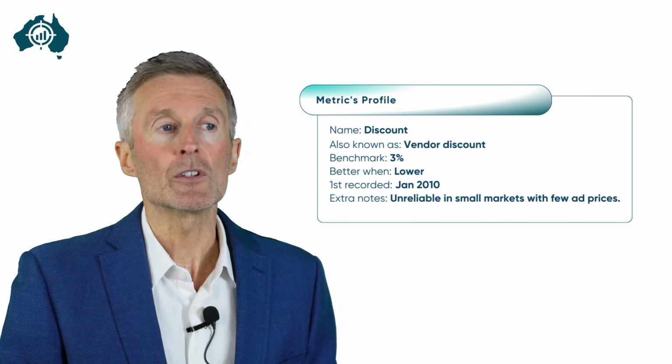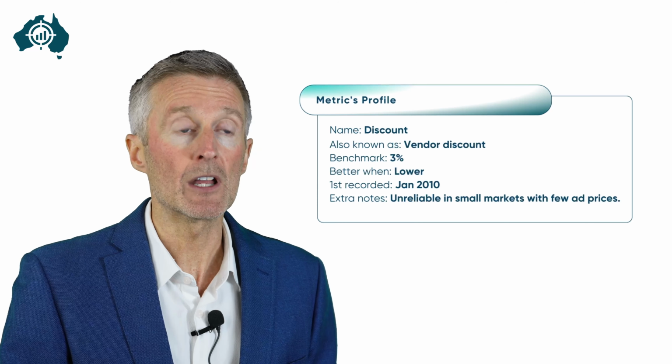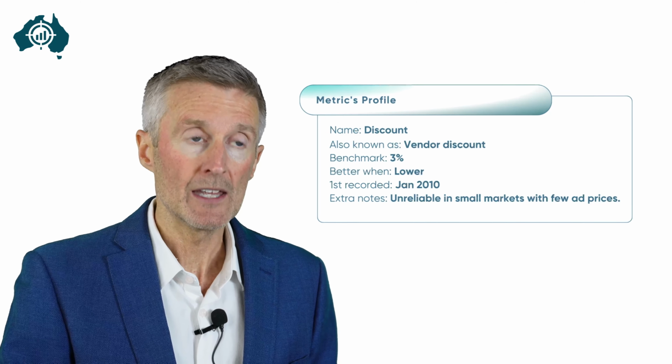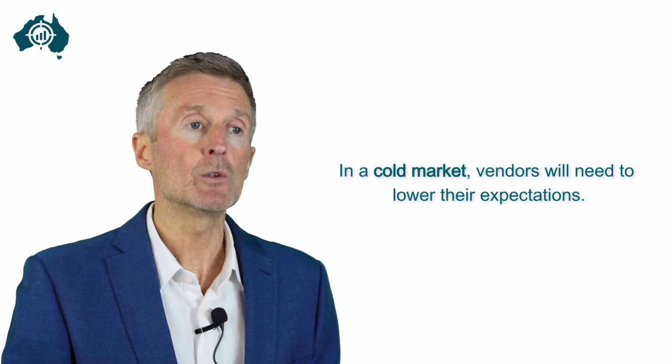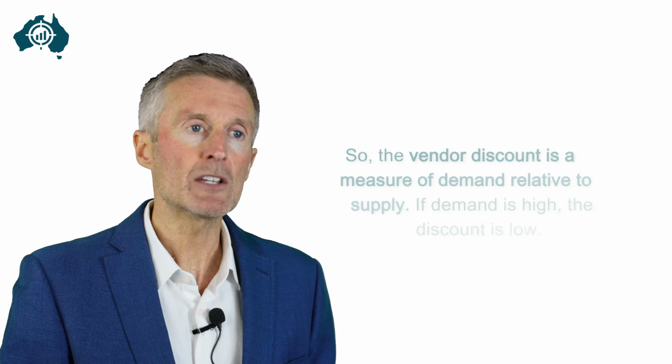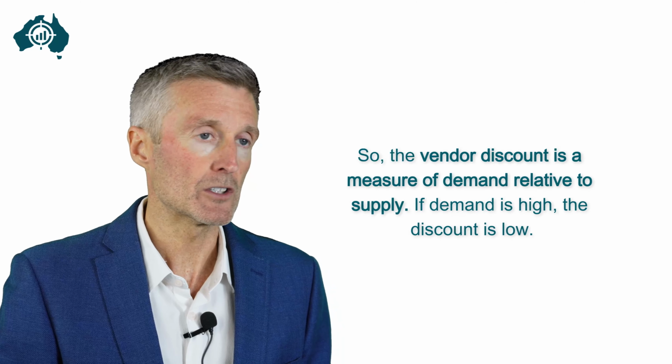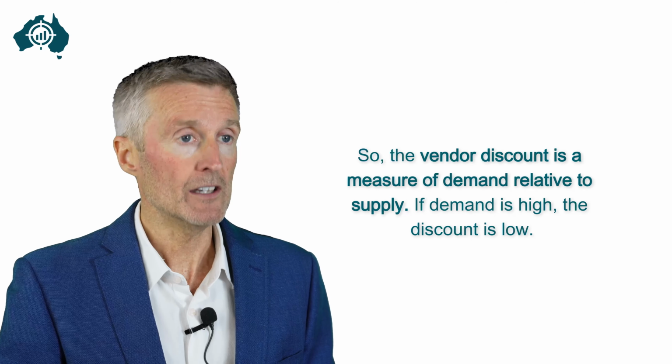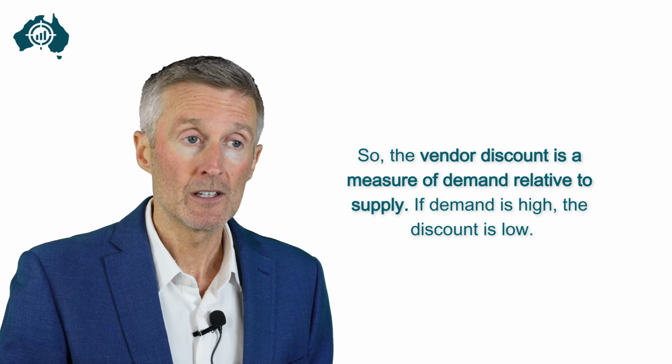Now, what we've noticed when demand for property in an area is high and supply is low, sellers don't need to discount much because they have something buyers want. On the other hand, in a cold market, vendors will need to lower their expectations. So the vendor discount is a measure of demand relative to supply. If demand is high, the discount is low.